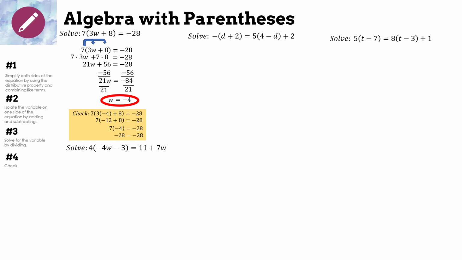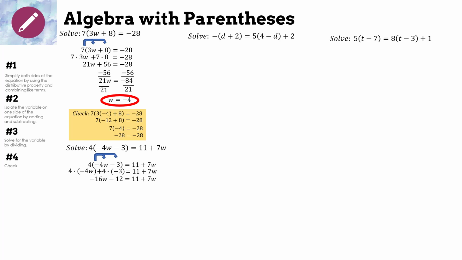Let's do the next one. We're going to solve 4 times (4w minus 3) equals 11 plus 7w. The first thing we have to do is the distributive property. I'm going to take 4 times 4w, then 4 times negative 3, equals 11 plus 7w. Let's simplify. 4 times 4w is 16w. 4 times negative 3 is negative 12, and we still have 11 plus 7w. There isn't anything left to simplify.